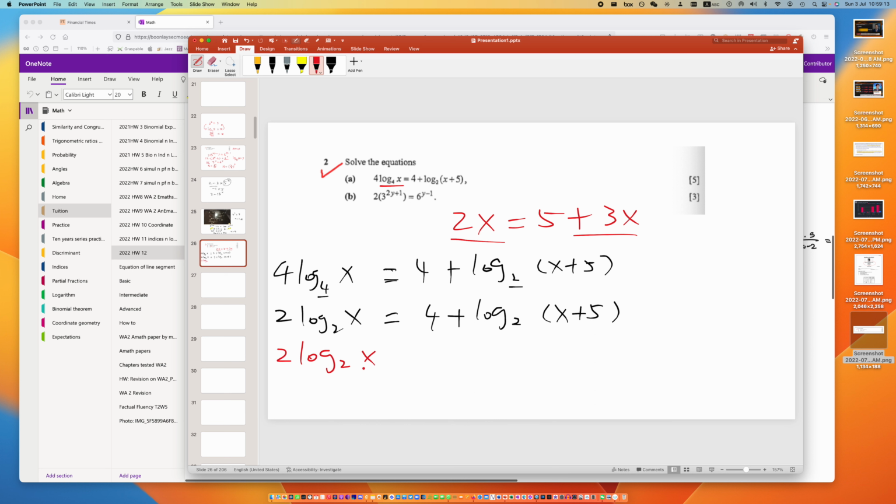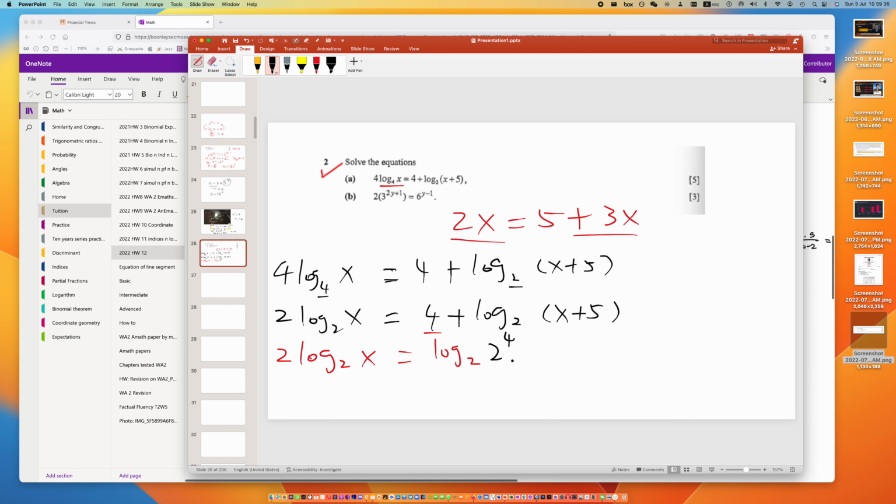I don't want to group them, so I will change the log 4 to log 2. I will change the whole number to log 2 something also. So it's 16. Because 2 to the power of 4, and log 2 to the power of 4, log 2 and the 2 cancel each other, that's why you have 4.